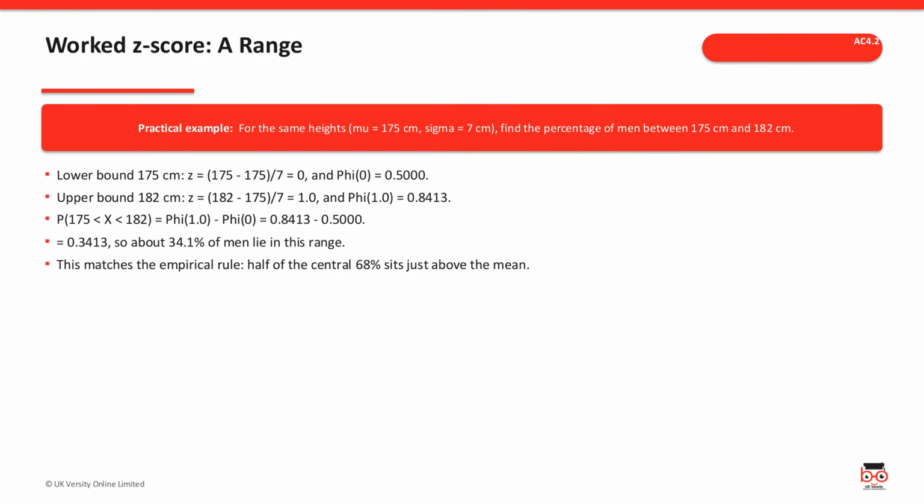Now find the percentage of men between 175 and 182 centimeters, same mu and sigma. The lower bound, 175, standardizes to z equals 0 and phi of 0 is 0.5000. The upper bound, 182, gives z equals 1.0 and phi of 1.0 is 0.8413. So the probability of being between them is phi of 1.0 minus phi of 0. That's 0.8413 minus 0.5000, which is 0.3413, about 34.1%. And that fits the empirical rule nicely. It's half of the central 68%, the bit just above the mean.